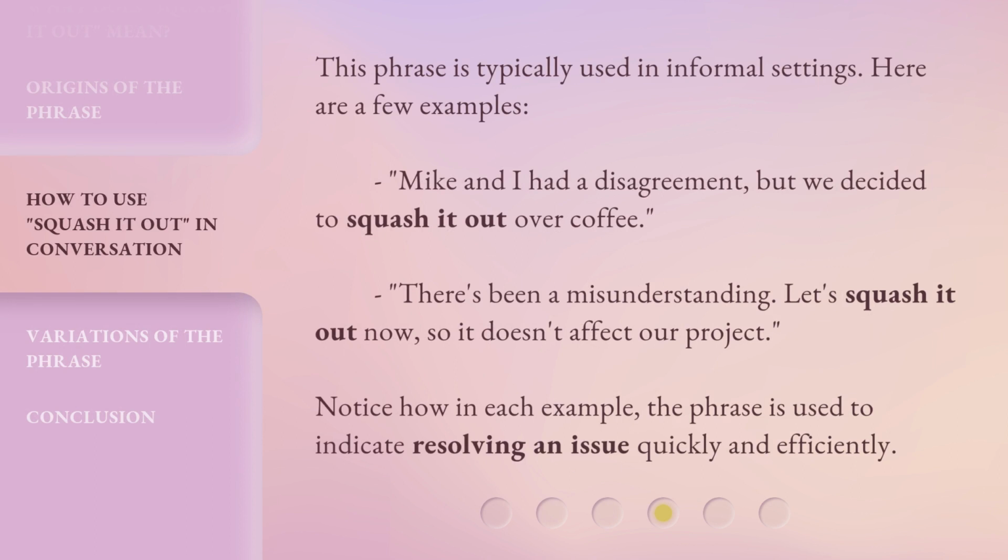Here are a few examples. Mike and I had a disagreement, but we decided to squash it out over coffee. There's been a misunderstanding. Let's squash it out now, so it doesn't affect our project. Notice how in each example, the phrase is used to indicate resolving an issue quickly and efficiently.